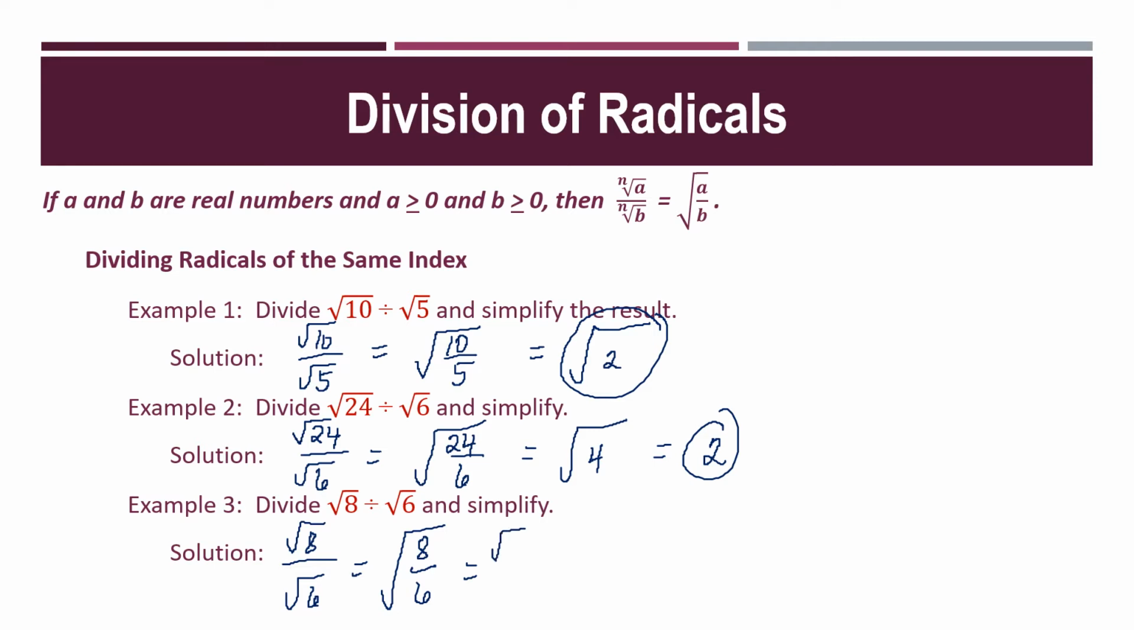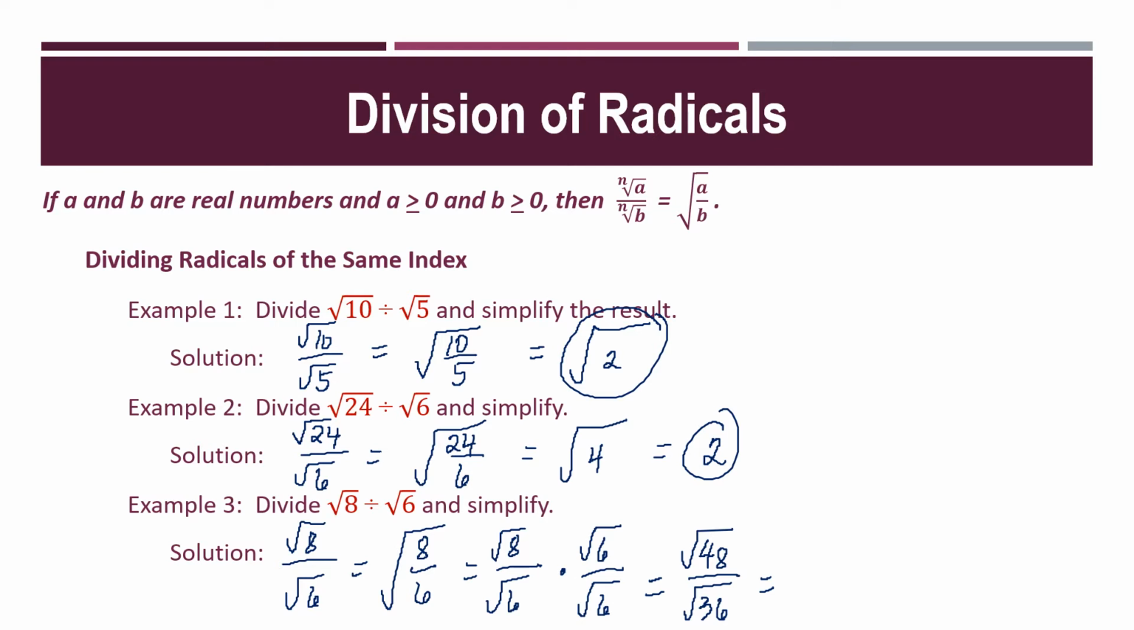So write it back to square root of 8 over square root of 6. In rationalizing, we will multiply both the numerator and the denominator by an expression that will make the denominator rational. And that expression is square root of 6. Now we have square root of 8 times square root of 6. That is square root of 48. And then square root of 6 times 6, 36. So we have square root of 48 over square root of 36.